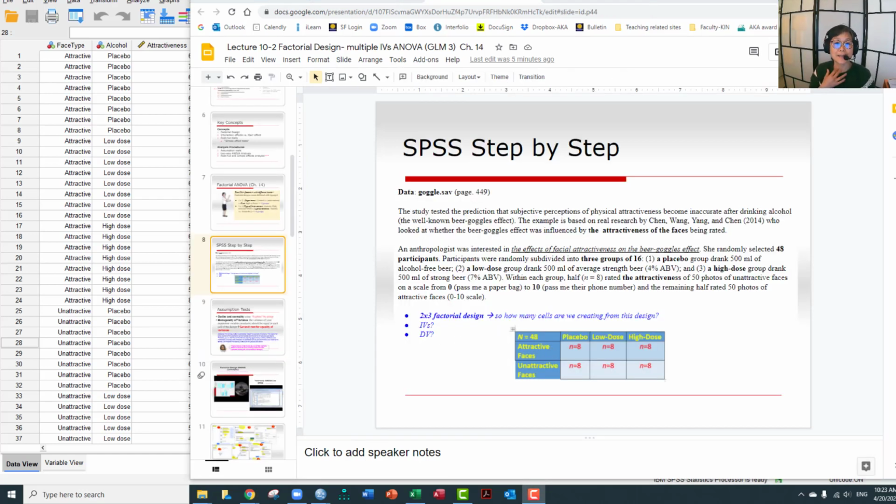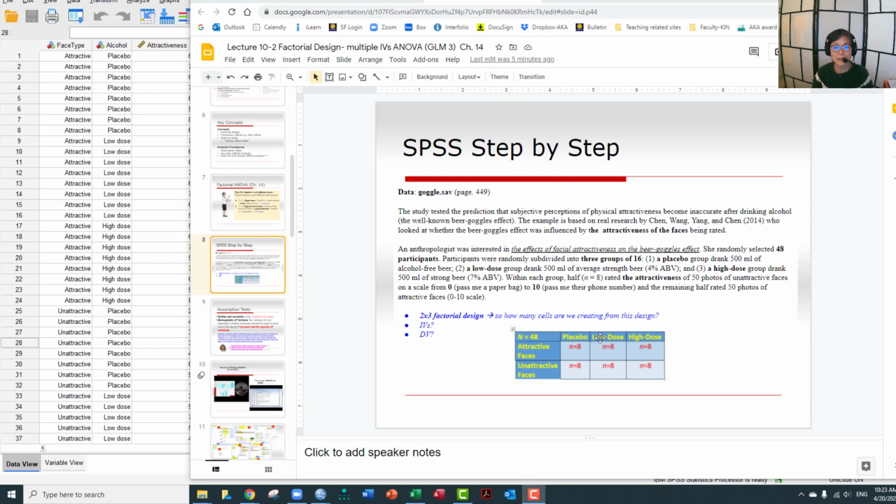Okay, so SPSS step by step. First, we need to understand the data. If you read very closely, it creates 3 by 2, or it can be 2 by 3, depending on where you place which variable. So it's a 2 by 3 factorial design with a total of 48 participants, and each cell has 8 participants. It's a pretty small sample size considering the research design.